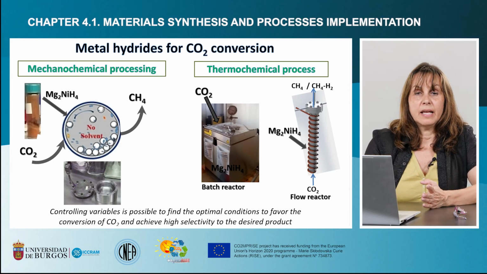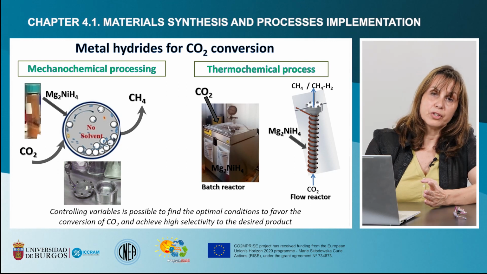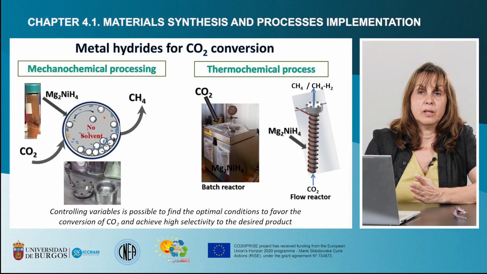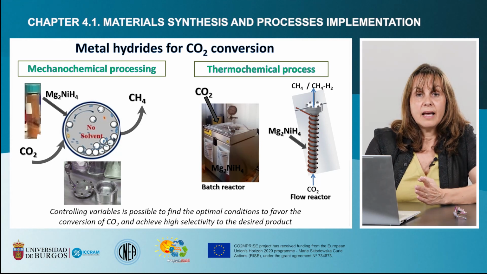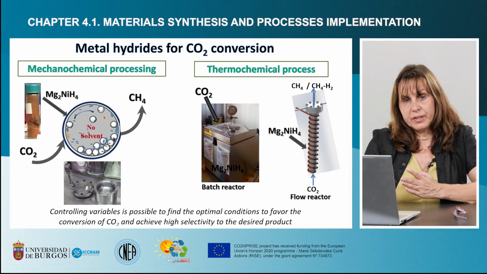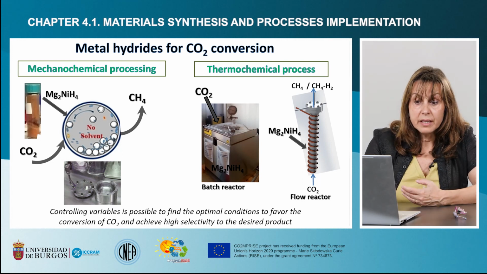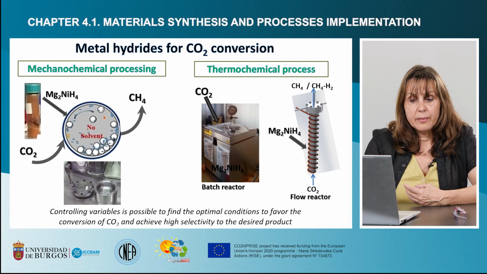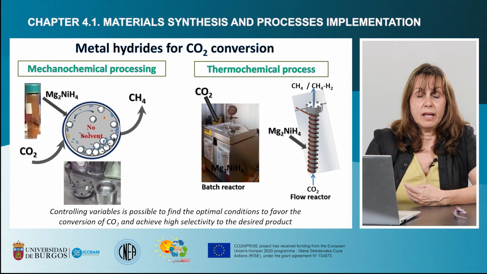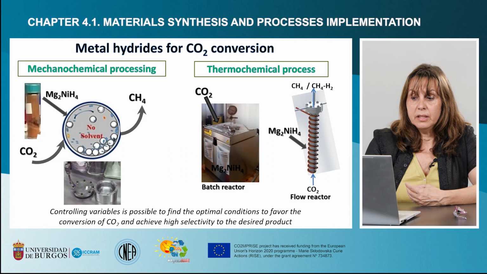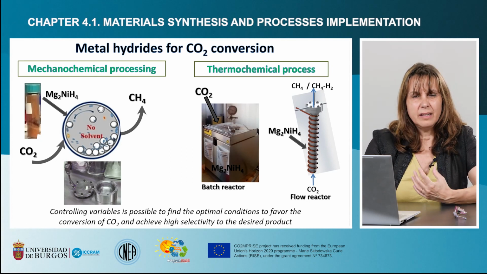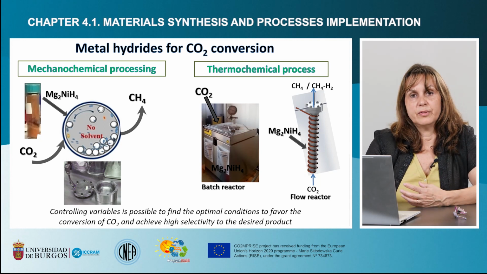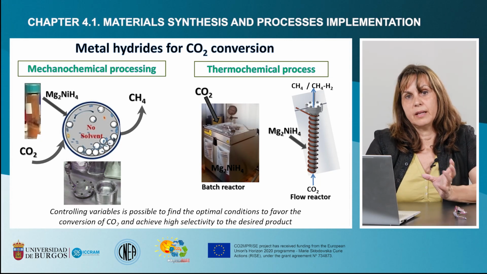All these processes depend on different variables or parameters like the nature of the hydride, the microstructure of the materials, the hydrogen and carbon dioxide ratio, the nature of the catalyst, and the temperature and time of the reaction. Controlling these variables, it is possible to find the optimal condition to favor the conversion of carbon dioxide and achieve high selectivity to the desired product, mainly natural gas and blends of methane with hydrogen.